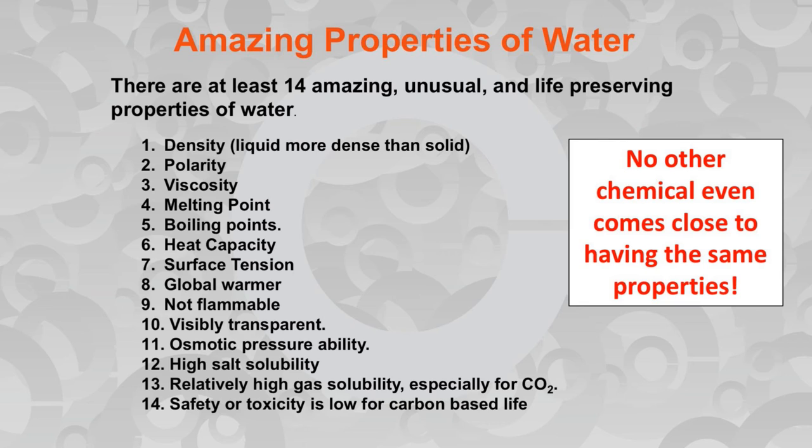How it holds on to heat, and how it has a lot of surface tension, and leaves and bugs and pollen can all float on water because of its surface tension, as we call it. It's a good global warming gas, and I know that seems to be a bad thing, but we don't want to have a cold planet either, so water plays a big role in that.